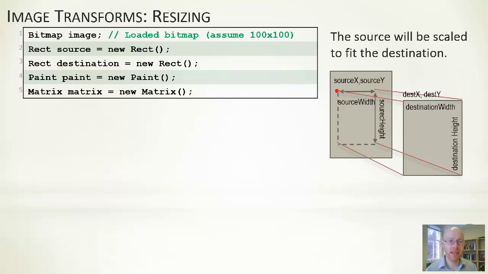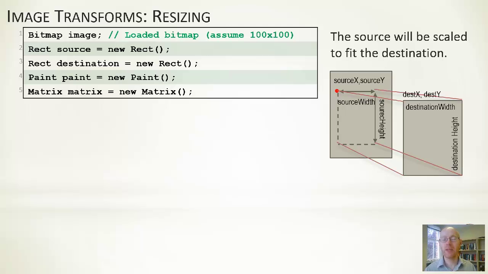Line 2 and line 3 are our rectangles. The source rectangle is going to define the region that we're copying from. So this is the region within the bitmap that we want to take it from. Destination will define the area that we are drawing to. If source and destination are exactly the same in terms of their width and their height, then there's no resizing. If the destination rectangle is twice as wide, twice as high, then we are resizing. We're doubling up the size. Before we go into that, in line 4 we have a paint instance, we'll use this for drawing it out, and line 5 will have a matrix instance. For a lot of the transforms we will use a matrix to build up the transformation.